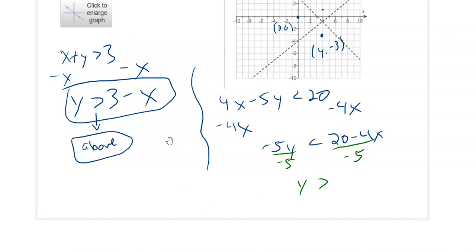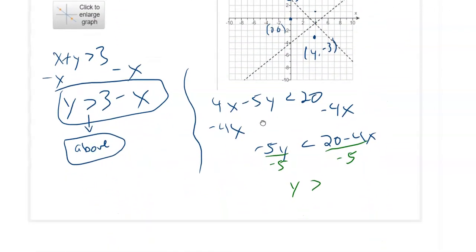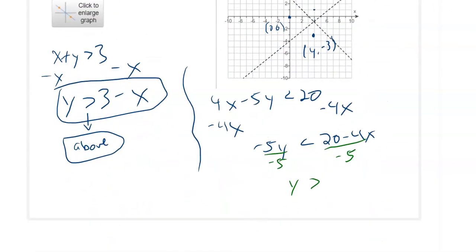That works for the first one, right? If you just look at the original, it's a greater than, shade above. That's what we ended up concluding here. So why wouldn't we do that for the bottom one? It's a less than, so shade below. The other one, because when we solve it for y, we divide by a negative on both sides. That's going to cause the symbol to flip around the other way.